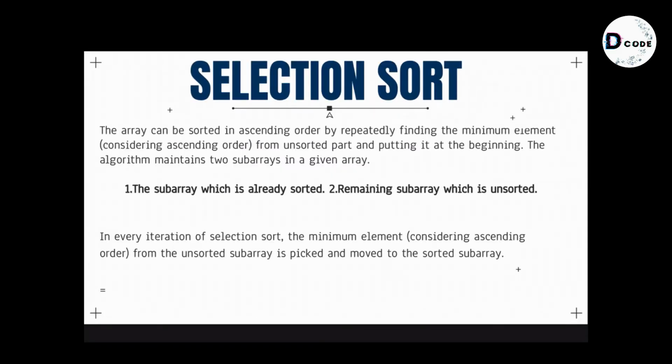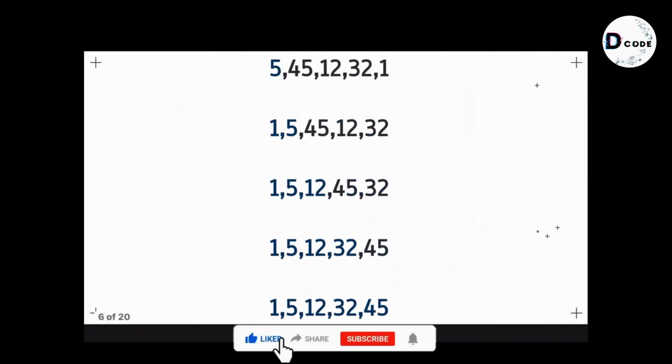In selection sort, we will find the minimum element from the unsorted part and put it in the beginning. So basically, there are two subarrays, one already sorted, and the remaining is unsorted. Let's take an example for better understanding. Let's say we have 5, 45, 12, 32, 1 in an array. So here 5 is sorted and the remaining array is unsorted.